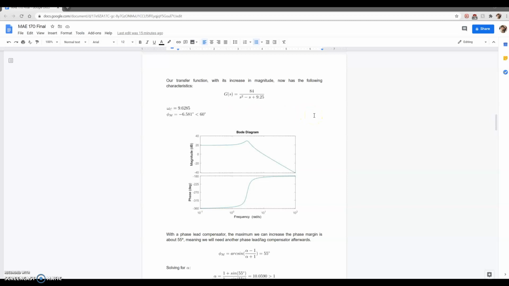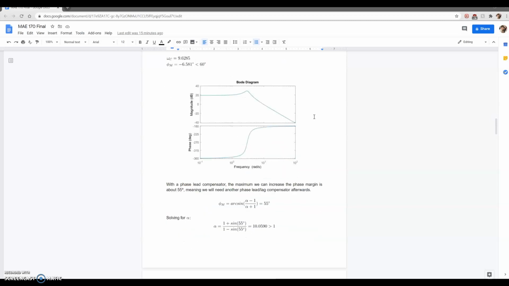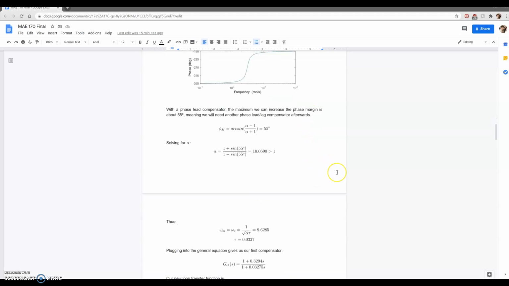Since we are in a deficit of about 66.6 degrees on phase, and the maximum that we can increase phase is about 55 degrees, I set the phase gain from the phase lead compensator to 55 degrees and solve for alpha. Solving for alpha gives me a value of 10.059. And since it's greater than 1, that means it's applicable to a lead compensator.